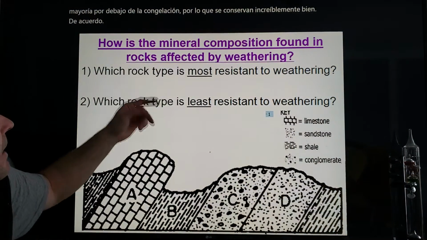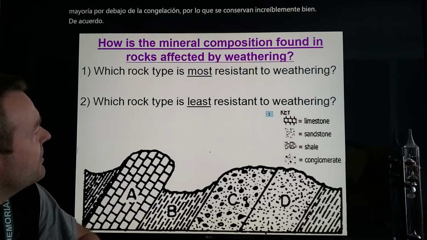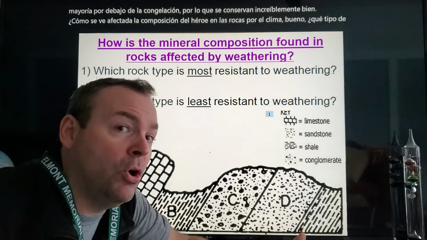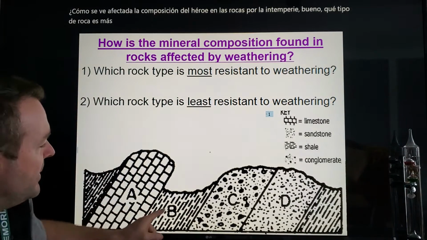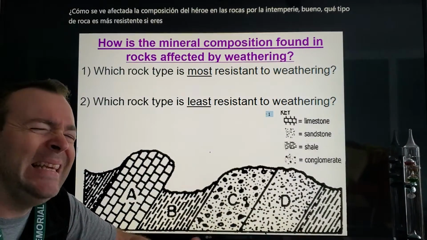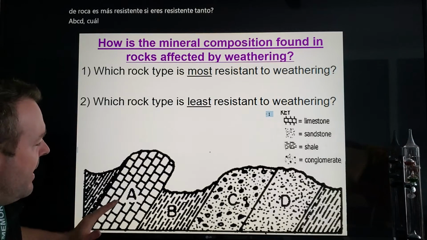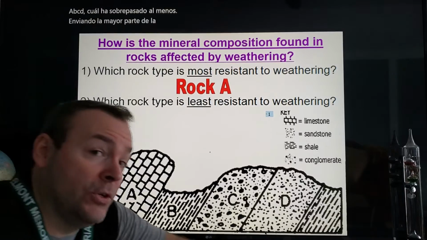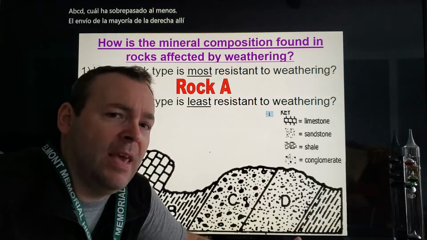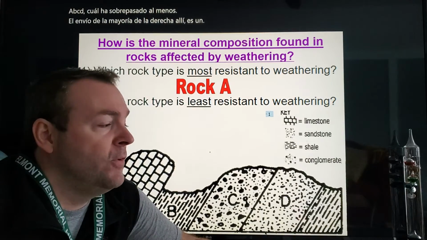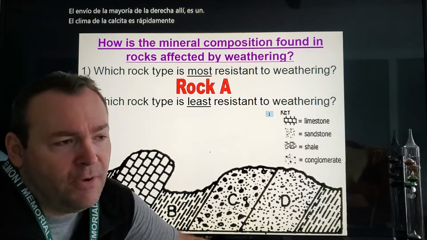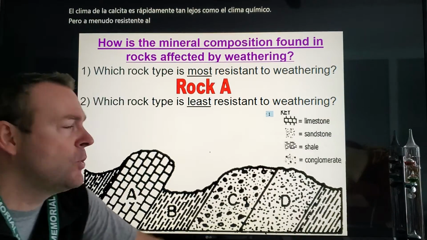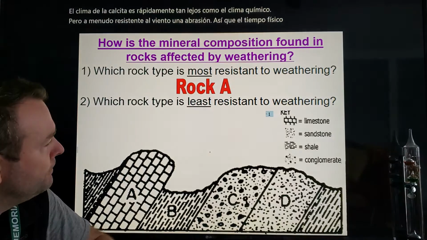All right. How is the mineral composition found in rocks affected by weathering? Well, which rock type is most resistant? If you're resistant, that means you don't weather much. So look at these rock types here, A, B, C, and D. Which one has weathered the least? Well, that's going to be the one that's sticking out the most, right? And there it is, A. A is a limestone, which is interesting because limestone, as you know, made of calcite, weathers quickly as far as chemical weathering. But it is kind of tough and resistant to wind and abrasion, so physical weathering is quite resistant, and that's what's going on there.